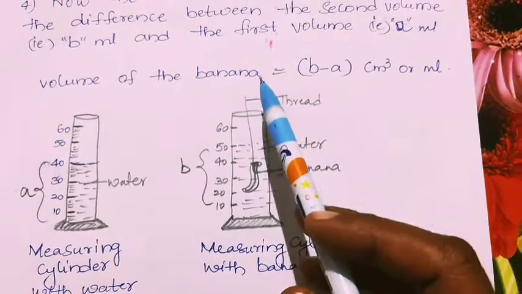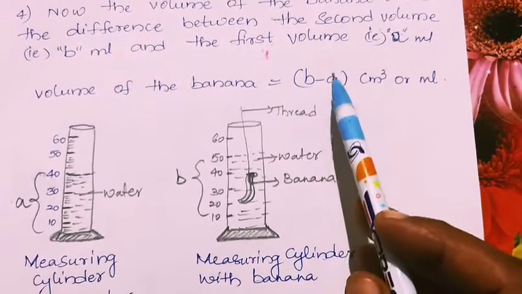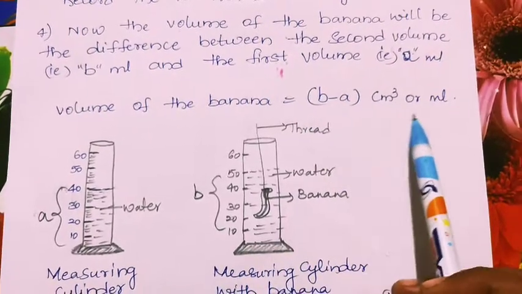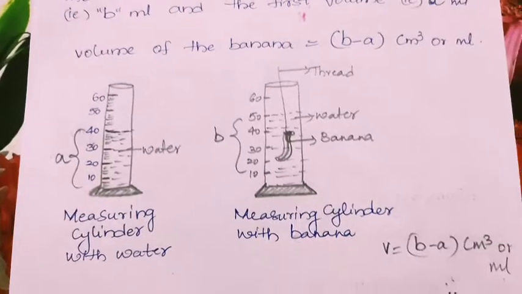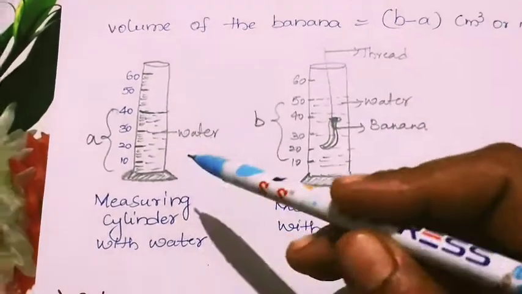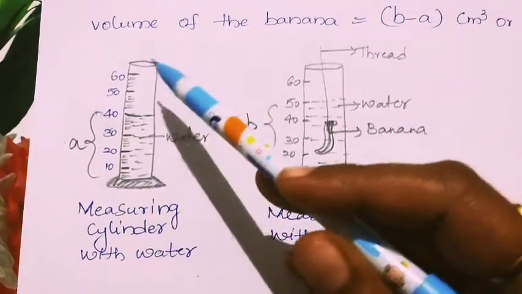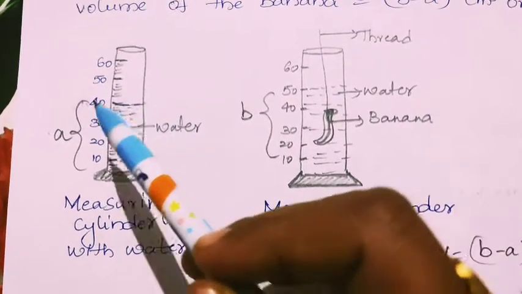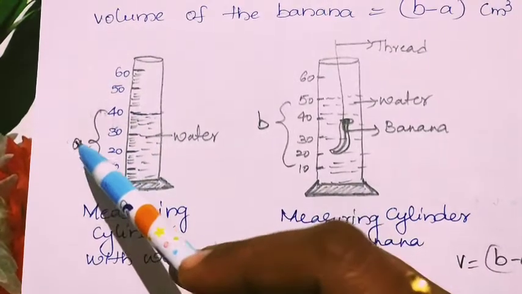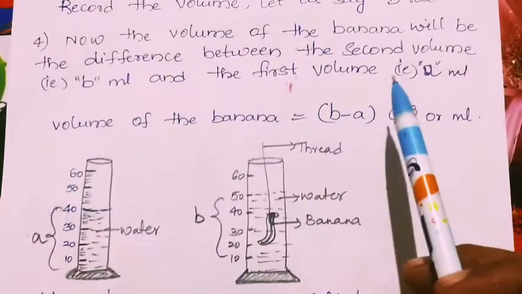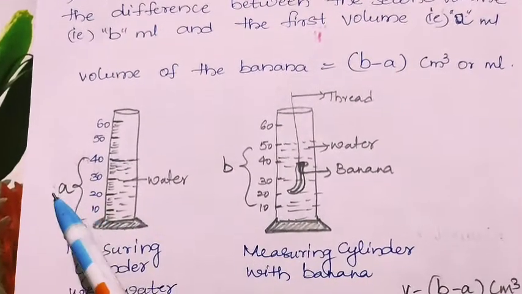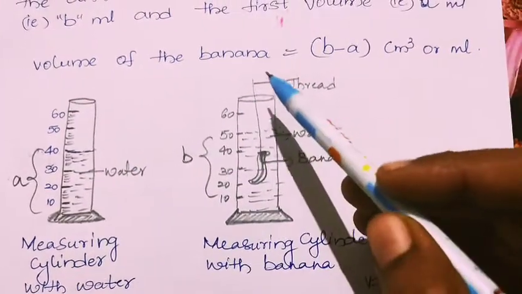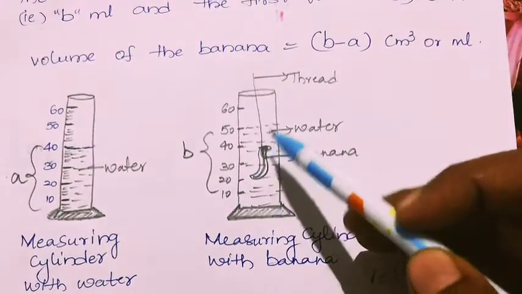So the volume of the banana will be, second volume is B, first volume is A. So we will subtract them. From B minus A, we are going to get the volume of the banana. So here you can understand, children, this is the measuring cylinder. For example, half of it is filled with water. So, this quantity we are taking as small a, as we have represented here, A ml. Next, in this measuring cylinder, we have tied a banana with a thread like this.